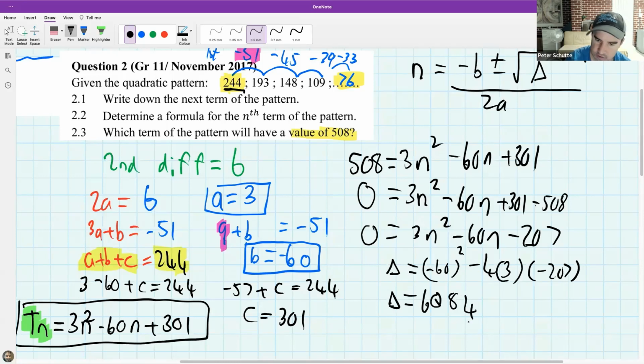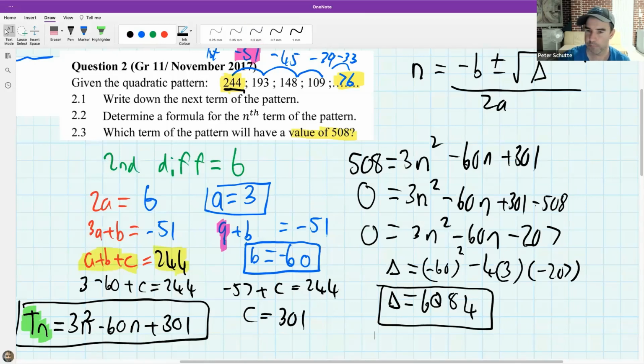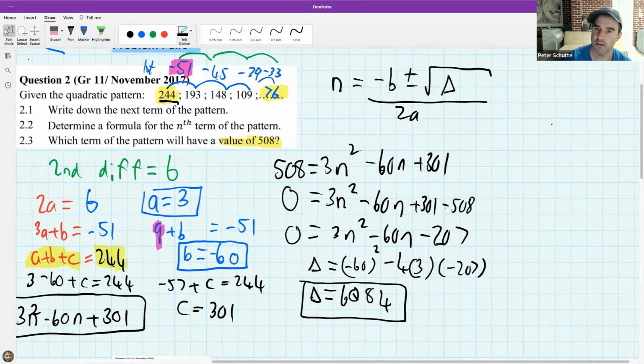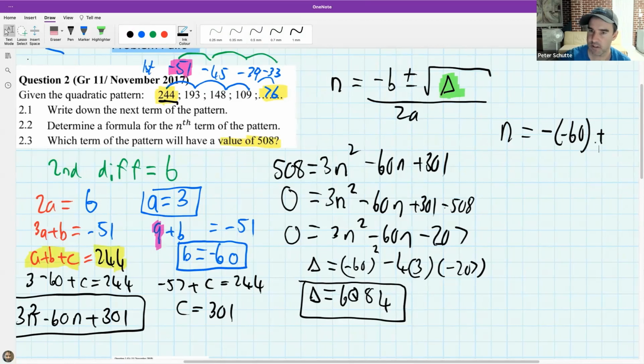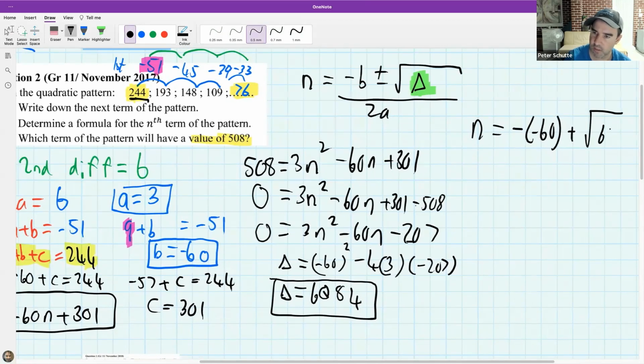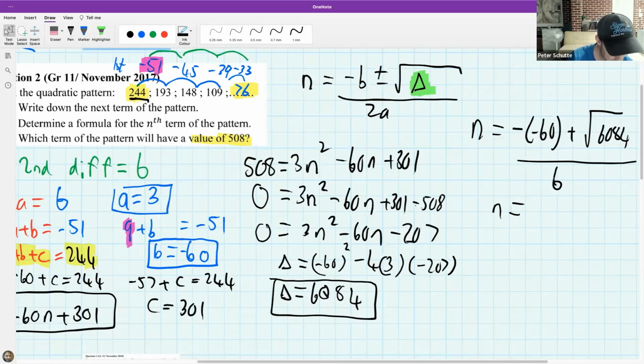I get delta as 6084, and I know I've done it correctly if I get that. So my delta is that, but that's still not the answer I'm looking for. Can you use that value to help you get the answer? Because remember, delta is that thing there. So n is equal to minus b, and b was already a minus, so it's minus minus 60. I'm going to say plus the square root of that, and 2 times a, so this would be 2 times 3 or 6. Again, I'm ignoring the negative sign, guys, because I know I need a positive value. So I get 60 plus the square root of 6084 divided by 6, and I get 23.